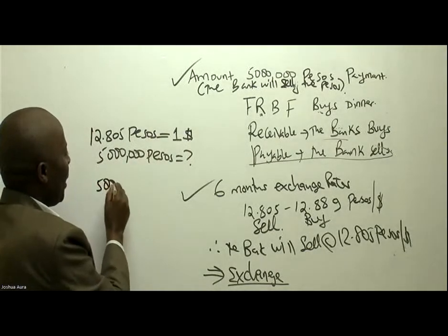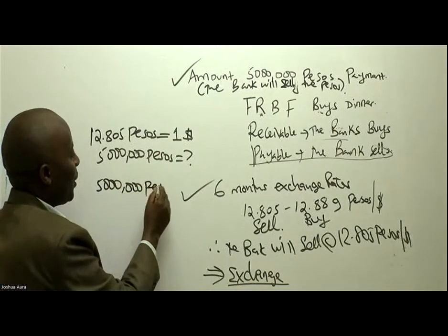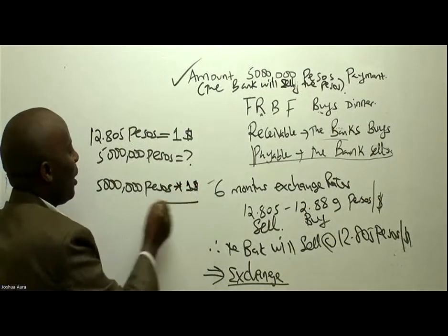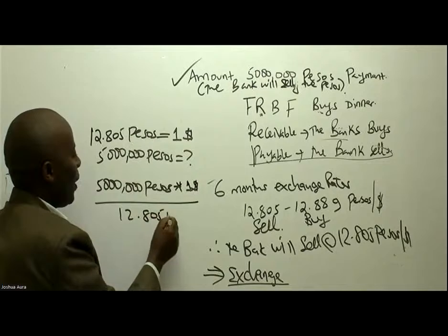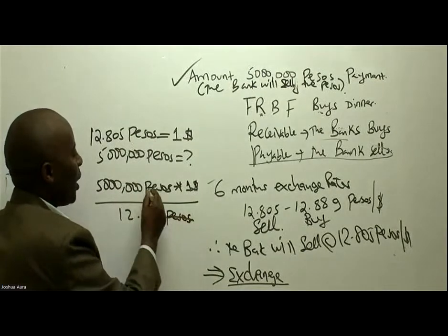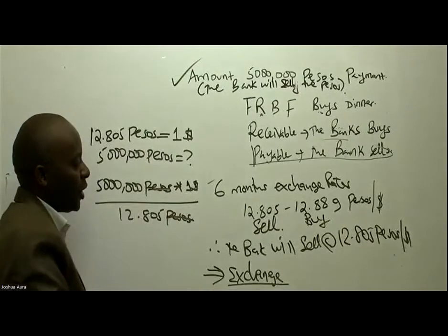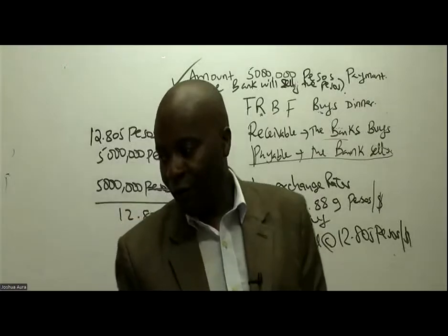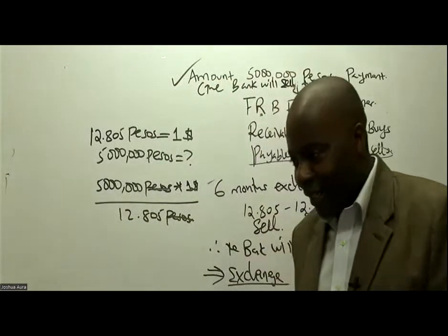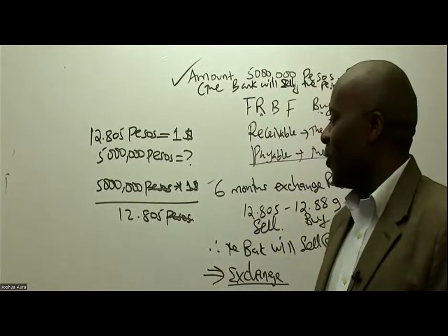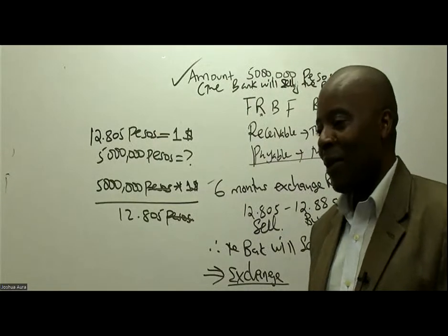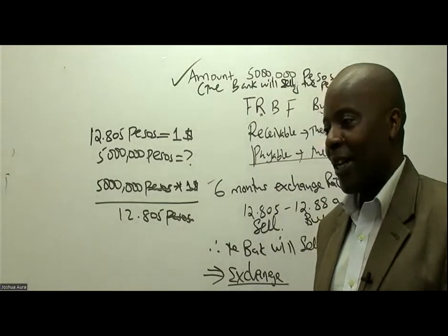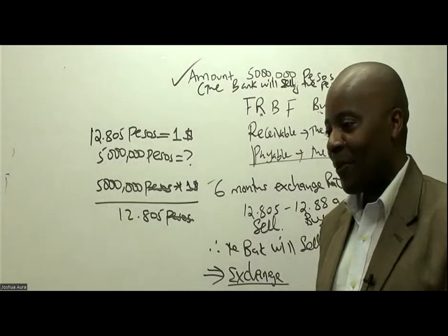So it will be 5 million pesos times $1 all over 12.805 pesos. So the pesos will cancel out, leaving me an answer in the form of what here, dollars. So 5 million divided by 12.805 will give me how much?